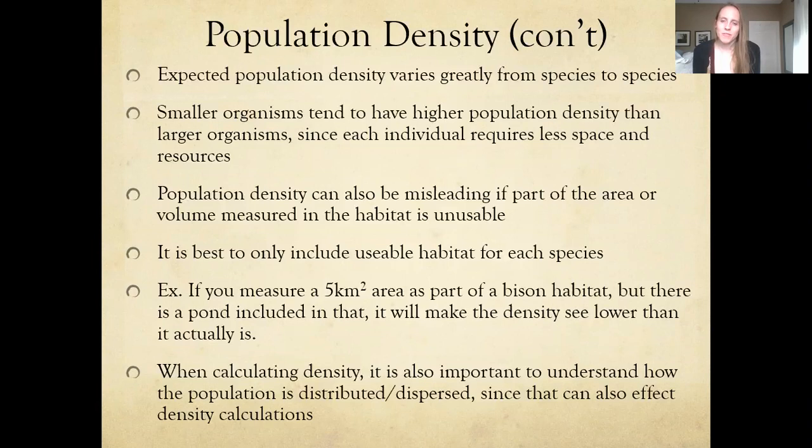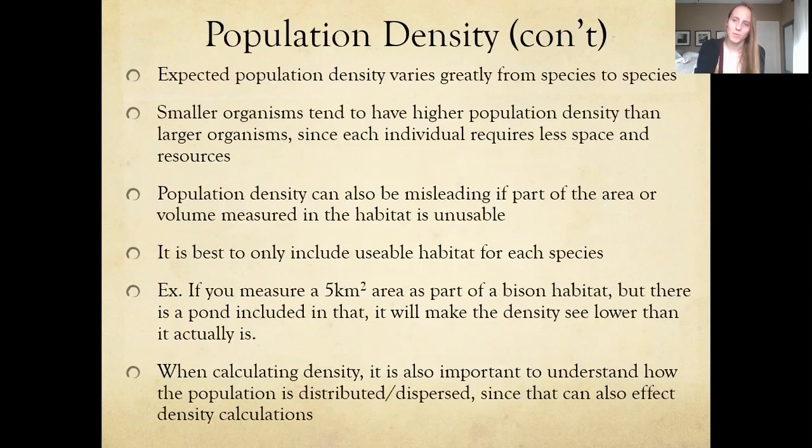Population density can also be really misleading if part of the area or part of the volume that you're measuring of the habitat is unusable. For example, if you're looking at some sort of terrestrial organism and you just look at the boundaries of its habitat and calculate that area, maybe you don't take into account that there's a large pond in the middle of that habitat that the terrestrial animal can't live in. And so that might make the population density seem less than what it is. You should remove that pond or any non-usable part of the habitat when you're determining the density.